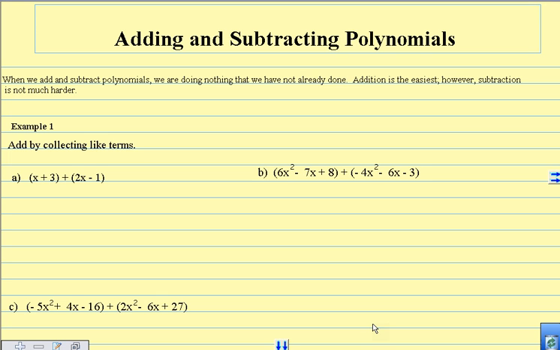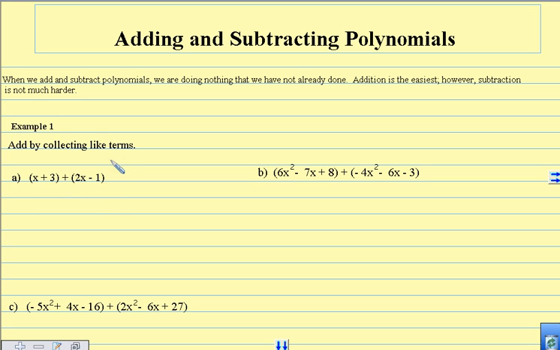Okay, welcome. Today we're talking about adding and subtracting polynomials. Now, we've already done some work with this already. We just kind of have to get used to a couple things. We've already collected like terms. Now we're just going to be going through and looking at two polynomials. For instance, in example A, we have a binomial, and to it we want to add another binomial.